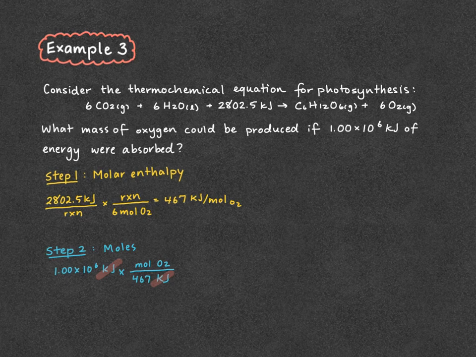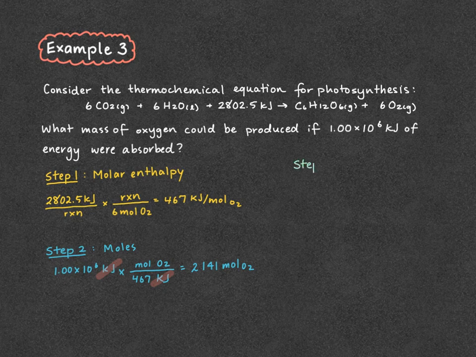And we get a pretty big number here, so I'm not going to round this right now. I'm going to keep all the sig digs I can. So 2,141 moles of oxygen, and I'm not going to round in my calculator, so I'm going to keep all the numbers and then I'll round at the very end.